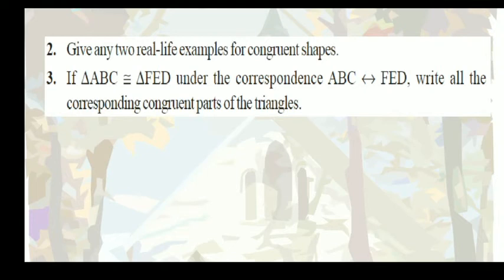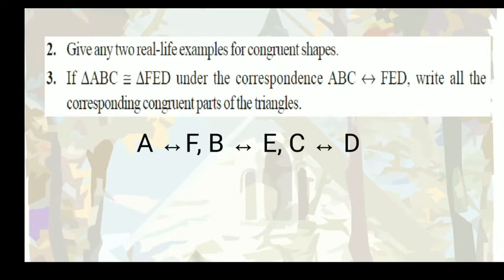Now if triangle ABC and triangle FED are congruent, under correspondence ABC corresponds to FED. Here the triangles are congruent, but what is the correspondence? Correspondence is an important thing. If correspondence is not there, then we are going to be going blindly about it. So this is the correspondence: A corresponds to F, B corresponds to E, and C corresponds to D.